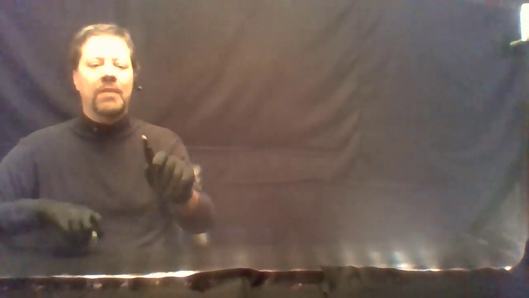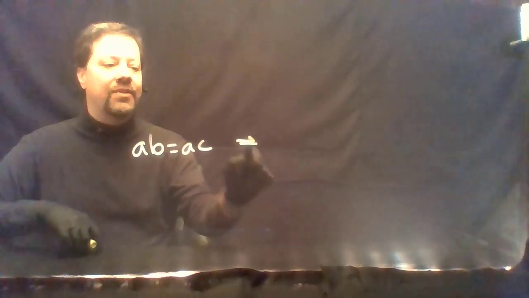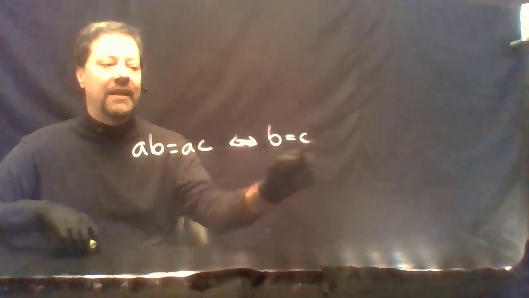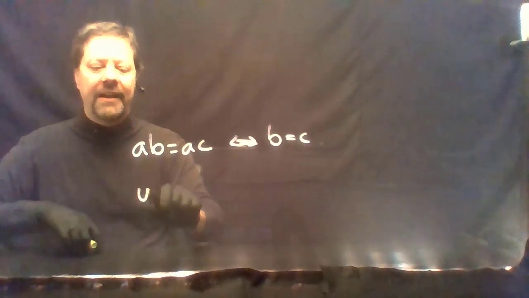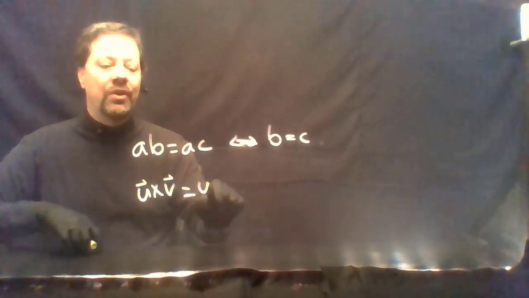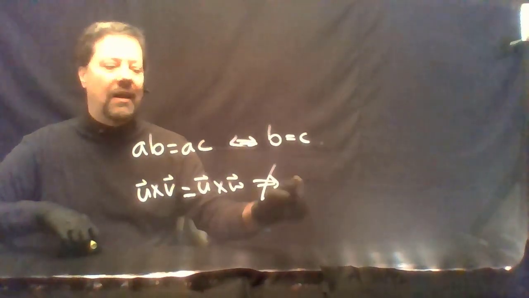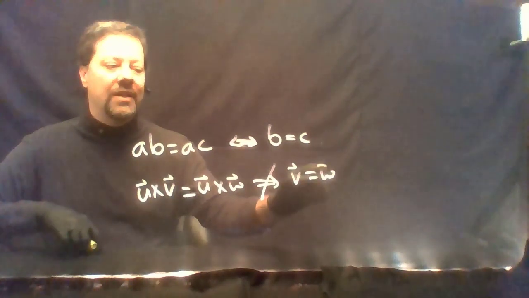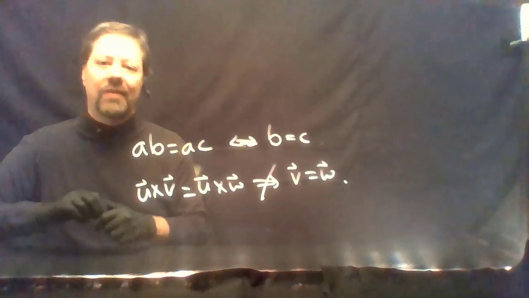Also, the cancellation principle for the cross product is false. Normally, if I have AB equals AC, that's true if and only if B equals C. That won't be true for the cross product. If I have U cross V equals U cross W, that does not imply that V equals W. You can't cancel factors off of the cross product.